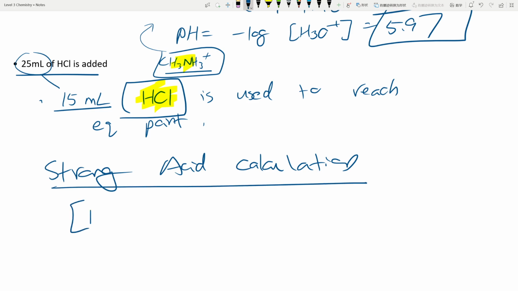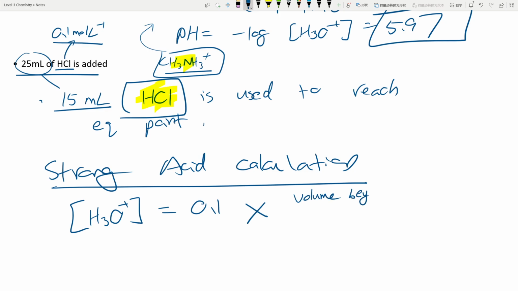So we just need the H3O plus concentration. Now this is going to be a little bit tricky. Because the HCl concentration from the question is 0.1 mole per liter, that's going to be exactly the same, 0.1 moles per liter. But remember that the solution has been diluted. So the HCl, yes, it was 0.1 mole per liter, but now it has been diluted. You need to look at the volume beyond the equivalence point divided by the total volume.